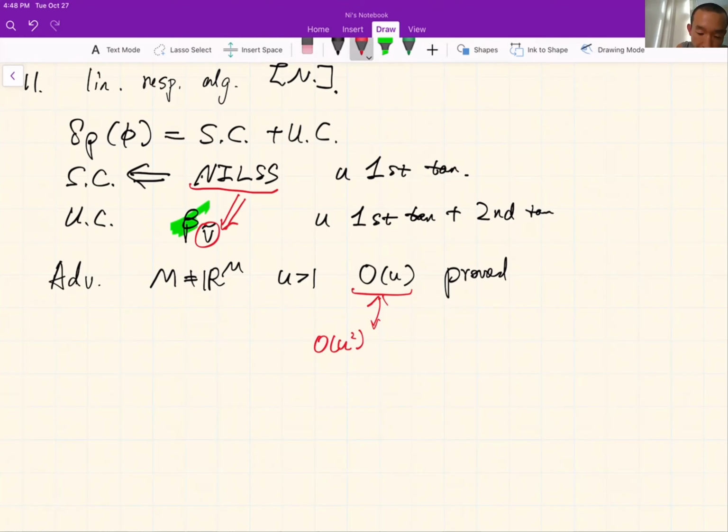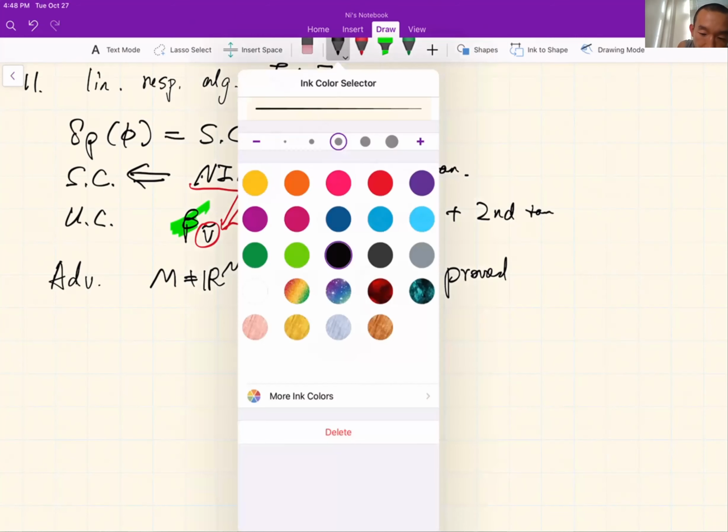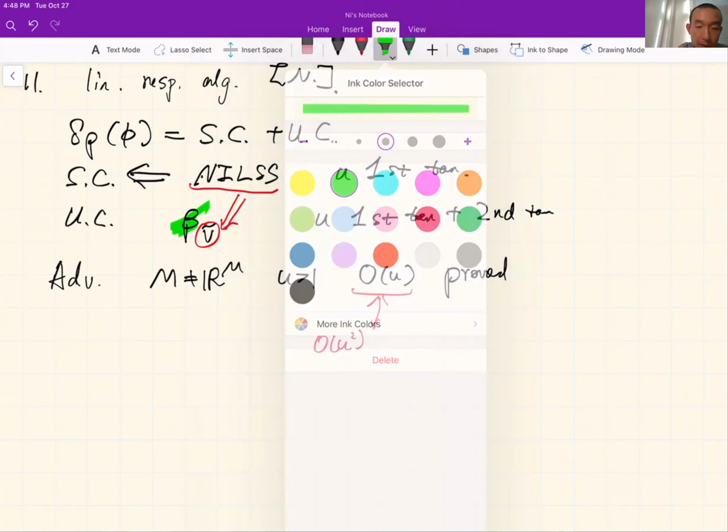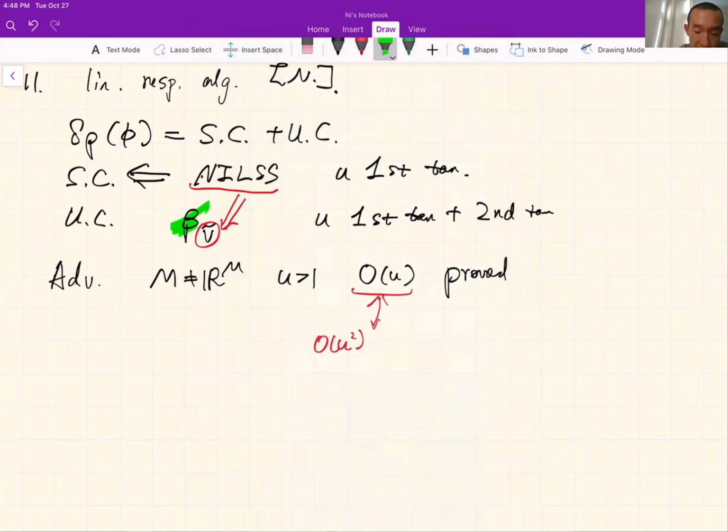Okay, so it is pretty good that the linear response algorithm has all of these four properties, and no previous algorithm has these four properties altogether. In fact, I know certain algorithms that don't satisfy any of the properties. So the linear response algorithm is pretty good.